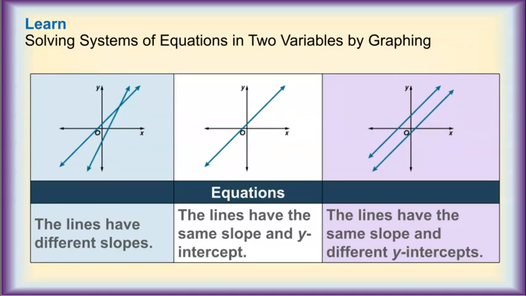Now, how does that affect the equations? Well, if the two lines cross, their slopes are different. If they are the exact same line, the lines have the same slope and the same y-intercept. And if the equations do not cross each other, that means they have the same slope, but their y-intercepts would be different.